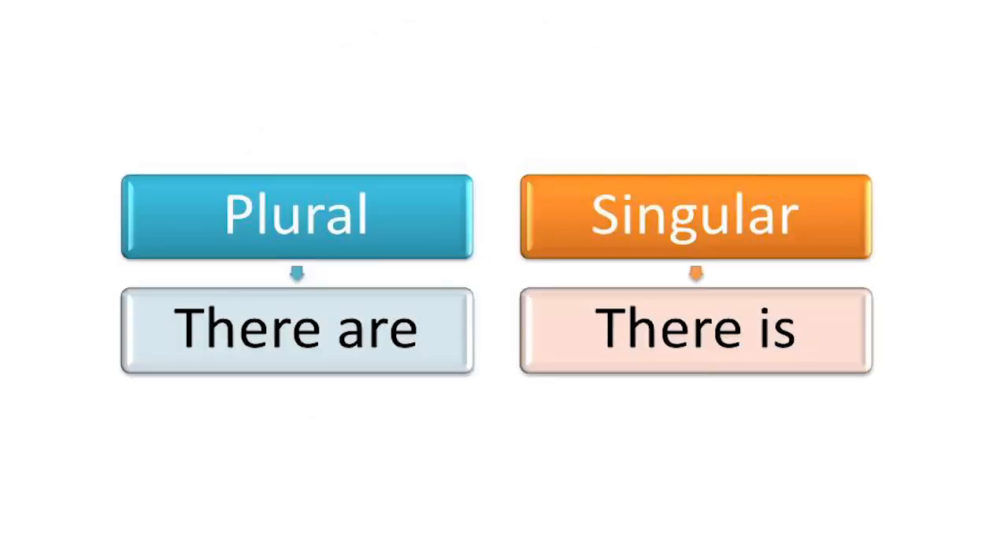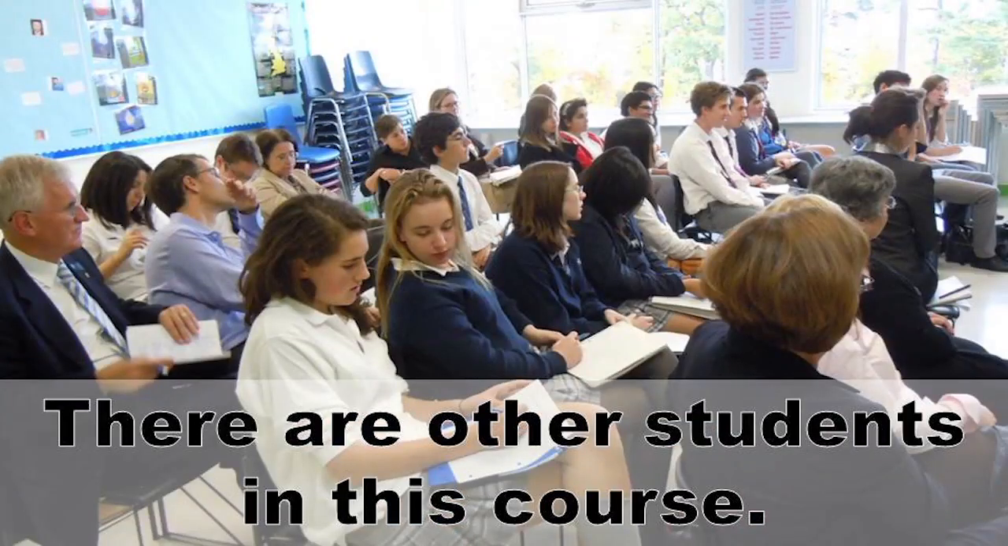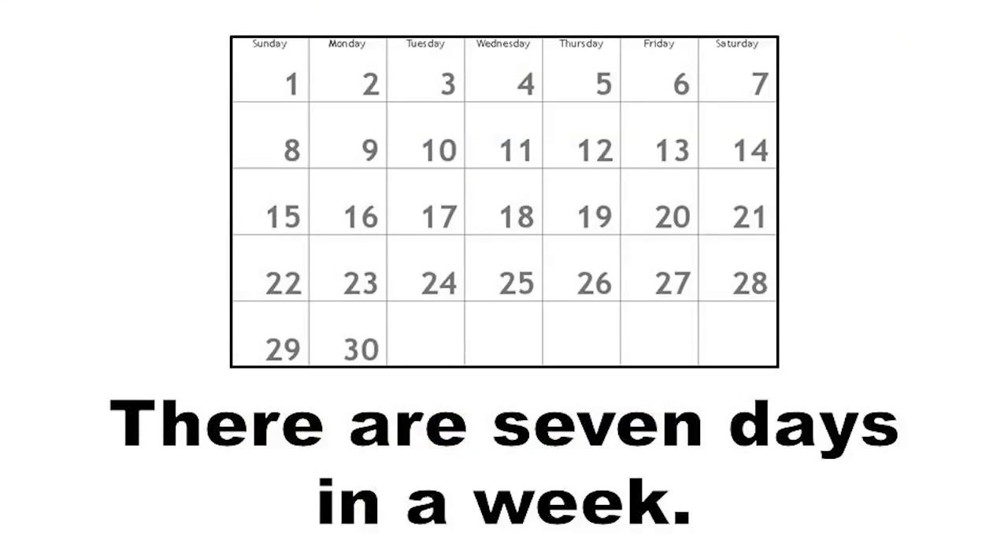Repeat. There are. Explanation. There are is the plural of there is. There are people in this house. There are other students in this course. There are 7 days in a week.